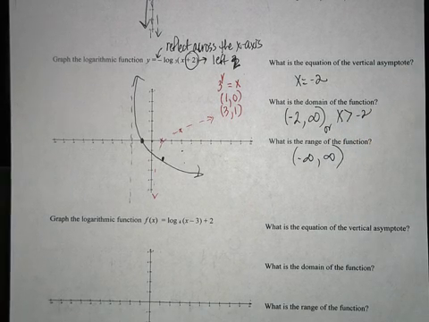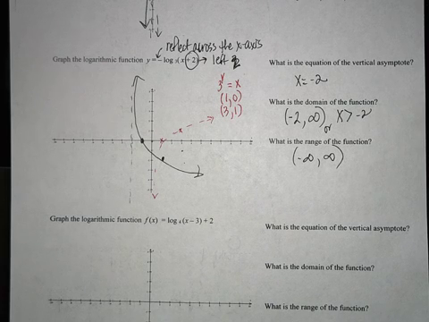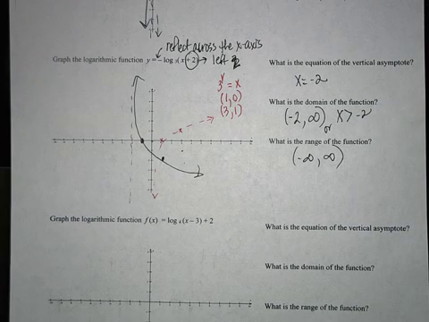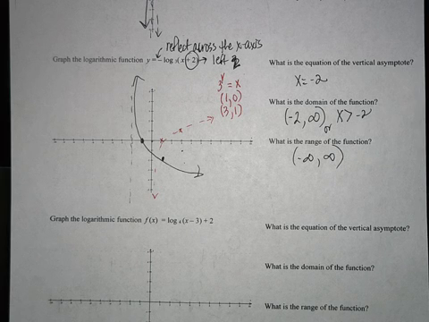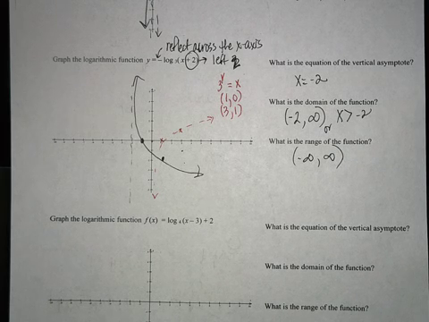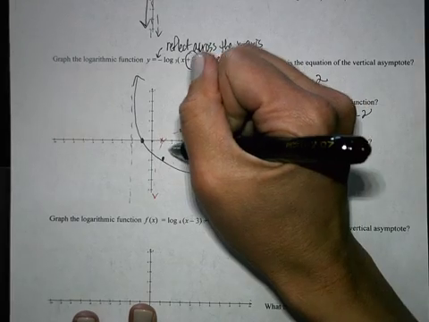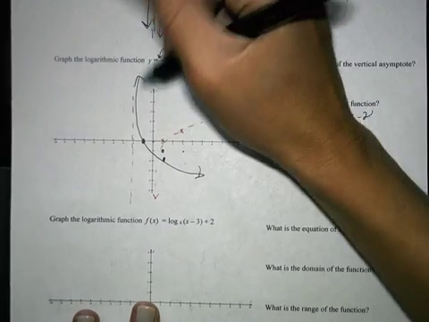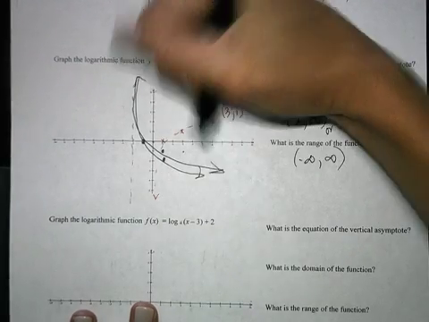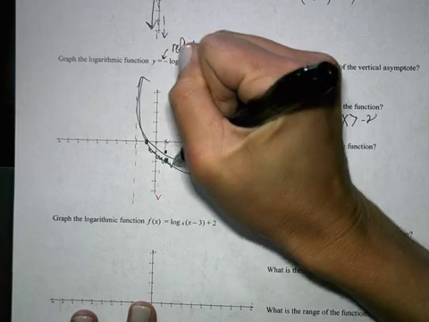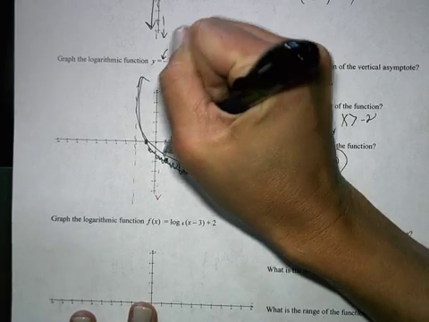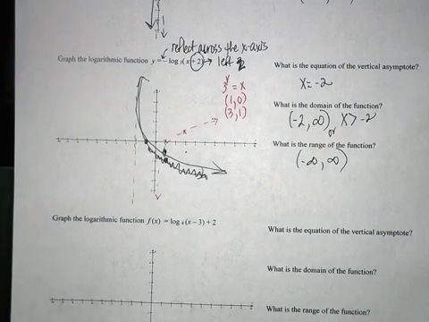Yes? When you reflect, wouldn't you only reflect to negative 1, just at negative 2? Oh, you're right. I just didn't plot it very well. Thank you. It should be right there. Thank you. Okay, we're good. Anything else?